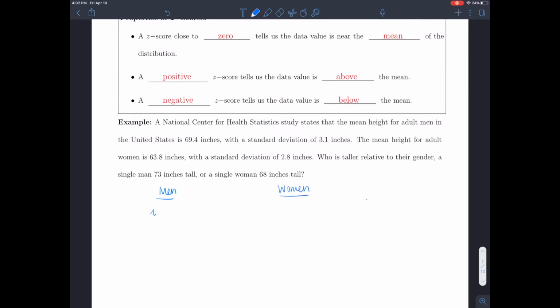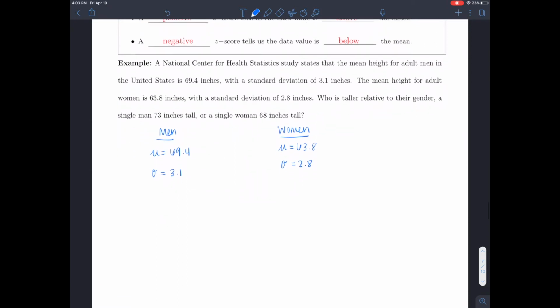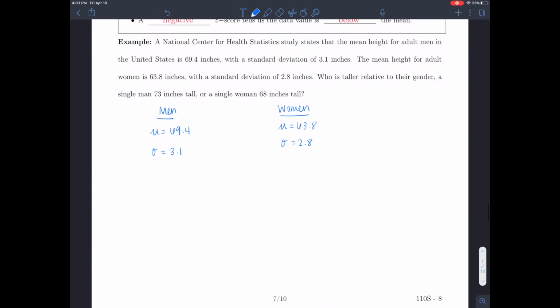And so for men, I see that there is a mean height of 69.4 and a standard deviation of 3.1. But for women, there's a mean of 63.8 and a standard deviation of 2.8. And then it asks a question that I'll answer in a second. But real quick, let me define z-value through an example.